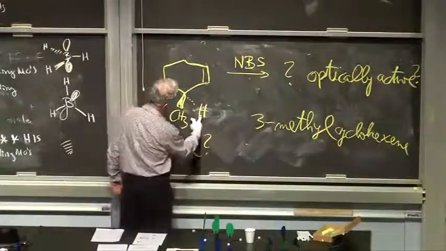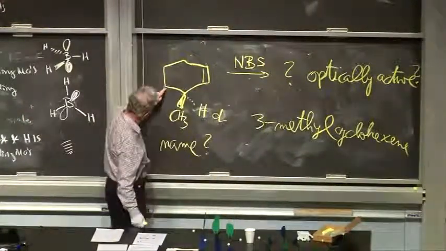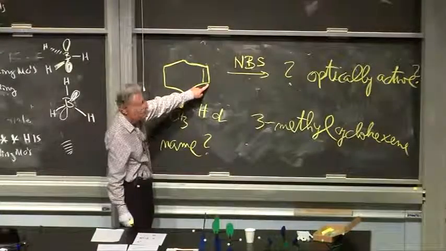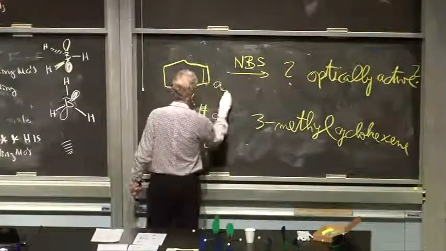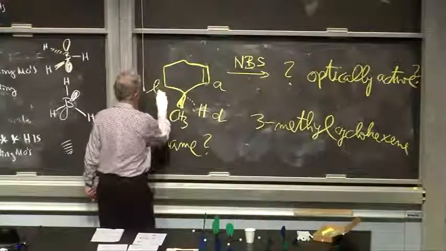So if you look at all this, hydrogen is clearly lowest priority, so this gets a D. The other three atoms substituting the center are all carbons, but this carbon is a double bonded carbon, so this is clearly higher priority. This is secondary, and this is tertiary. So this is B, and this is C.